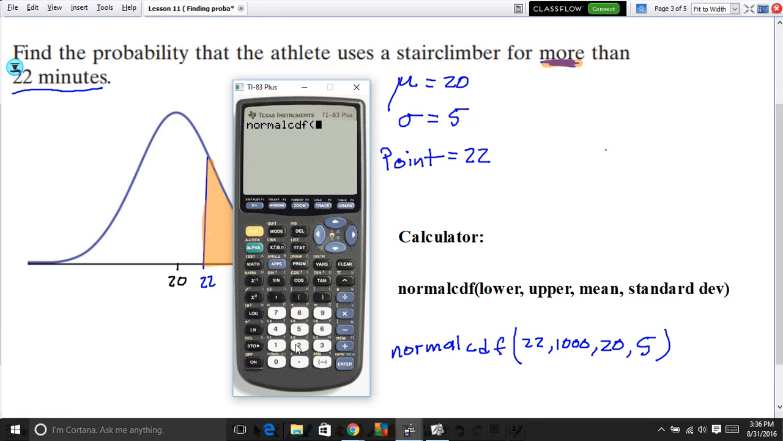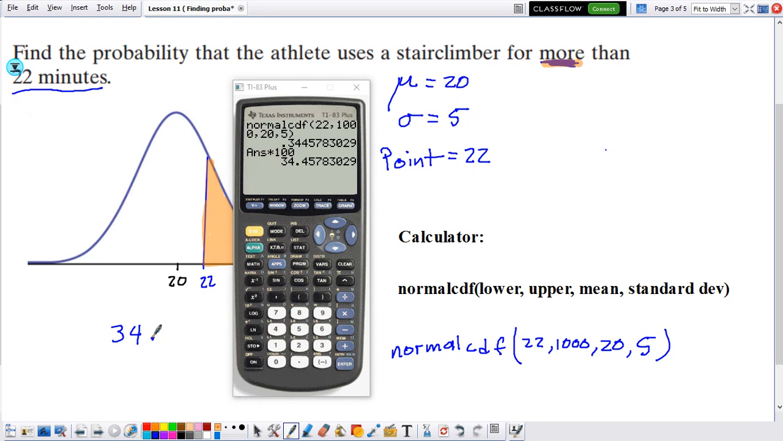Then we're going to put 22, comma, 1,000, comma, 20, comma, 5. If we see this, we're going to have 0.34. That's a probability, so let's multiply that by 100. So we know that there is a probability of 34.46%.